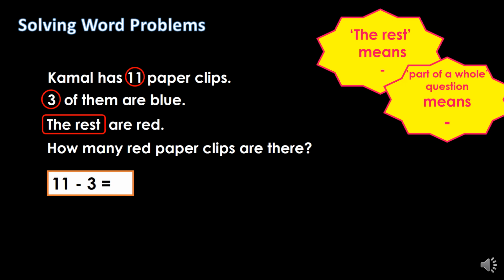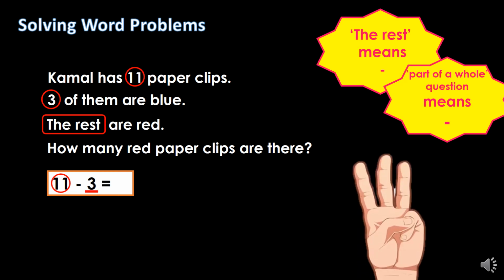11 and 3. Which one is the bigger number? 11. So we are going to start counting back from 11. Which one is the smaller number? 3. So let's have 3 fingers up.